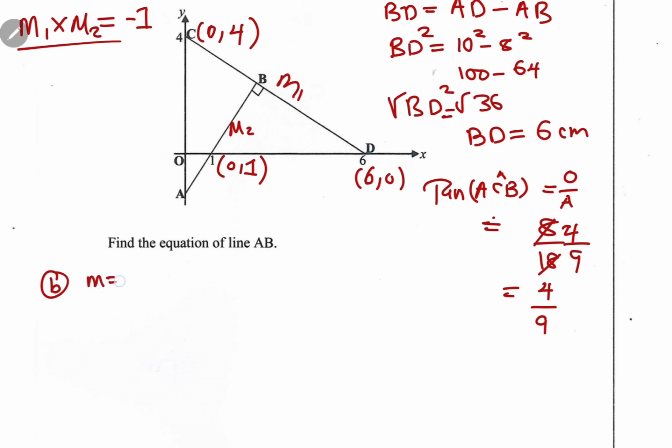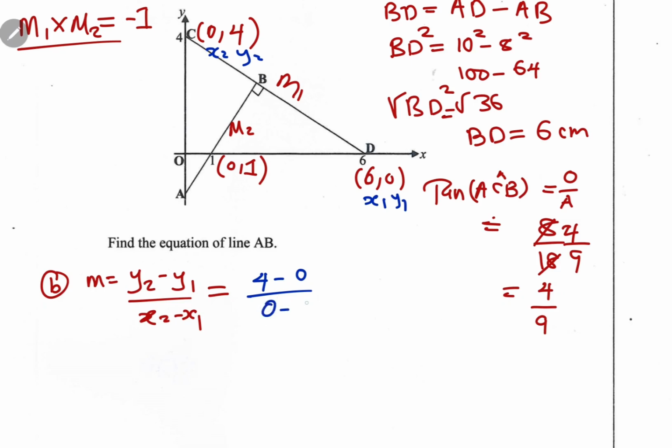So let us find the gradient for line CD. So y2 minus y1 over x2 minus x1. What are the points? We can use this one as x1, y1, and that as x2, y2. So we are going to have 4 minus 0 divided by 0 minus 6. So this is going to give us 4 over negative 6, which reduces to negative 2 over 3.